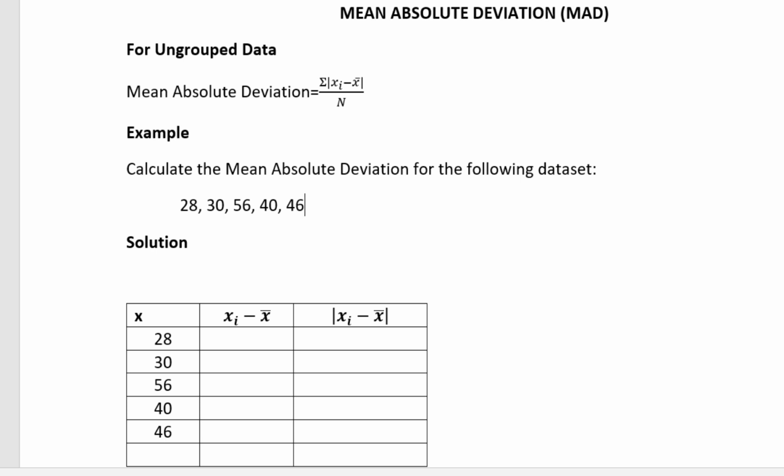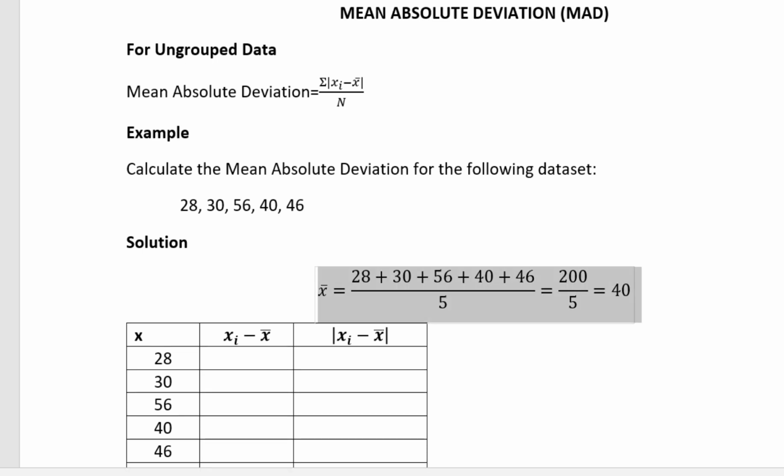Example: we have to calculate the mean absolute deviation for the following data set. This one here. As the formula indicates, we must have the mean, and therefore we need to calculate it. The mean for this data set is calculated as follows. Mean is equal to 28 plus 30 plus 56 plus 40 plus 46, divided by 5, and that gives us 40.